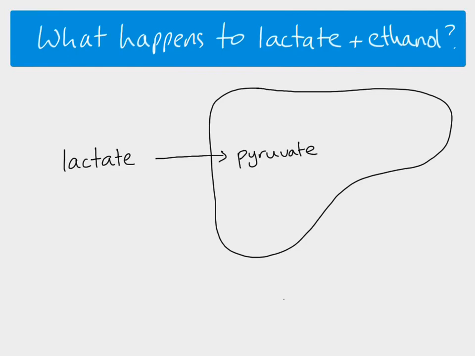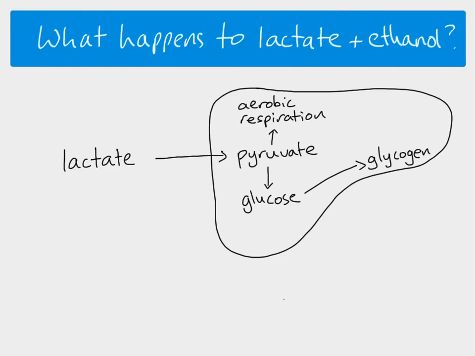If there's plenty of oxygen, then that pyruvate, which normally is, of course, at the end of glycolysis, can just continue into the link reaction and then the Krebs cycle and the electron transport chain, and basically aerobic respiration can happen. So basically this will get oxidized into carbon dioxide and water. But under other conditions, for example if there's not enough oxygen, then that pyruvate can just be converted into glucose. So again, this is basically going in the opposite direction, the reverse of glycolysis, and that glucose can then be turned into glycogen and be stored in the liver.